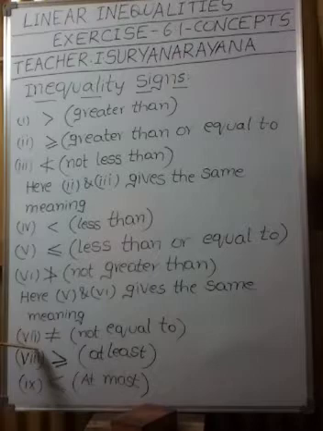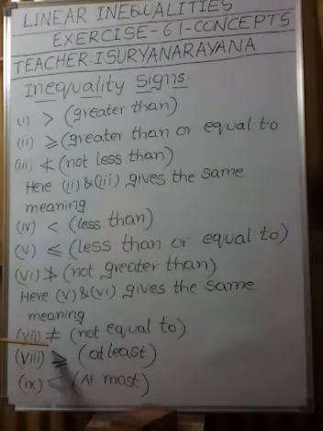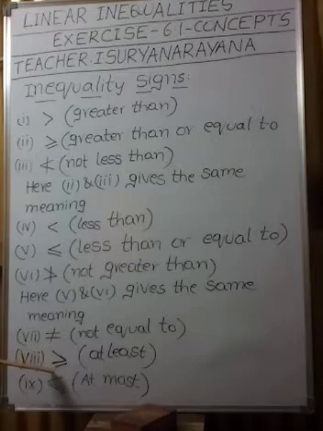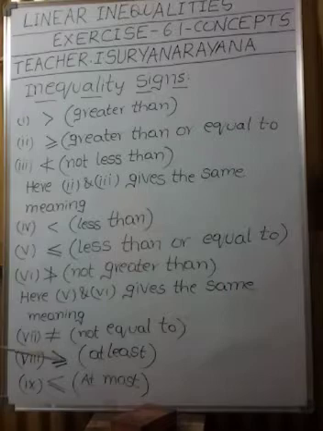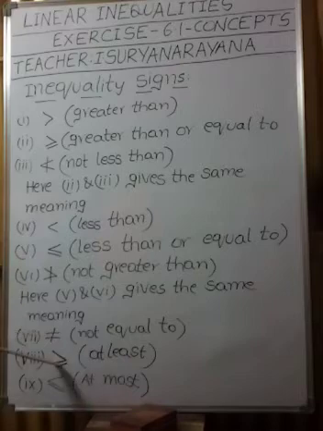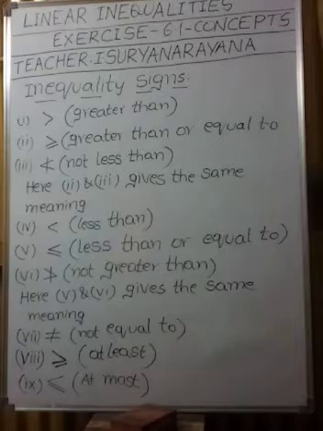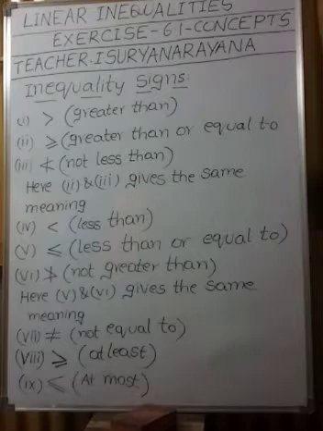Come to the seventh one. Not is equal to sign, and it is struck out. So it is called not equal to sign. And the eighth one, see here, it is greater than or equal to. In word problems, if the word given is at least, then you have to use greater than or equal to sign. For example, you have to get at least 40 marks per 100, means we should get at least 40 or more than 40 marks.